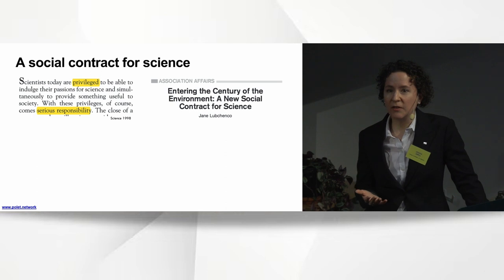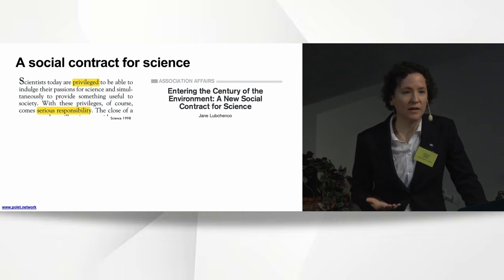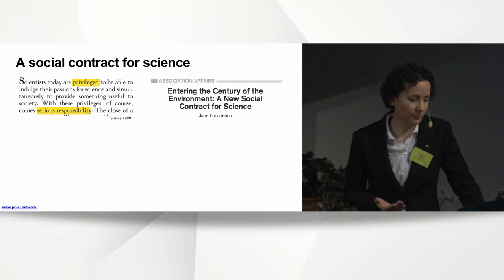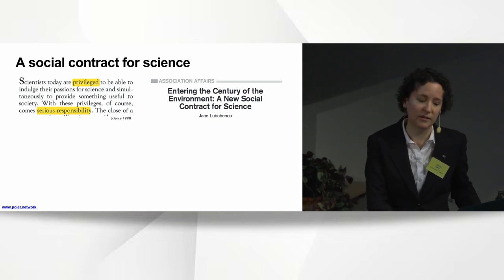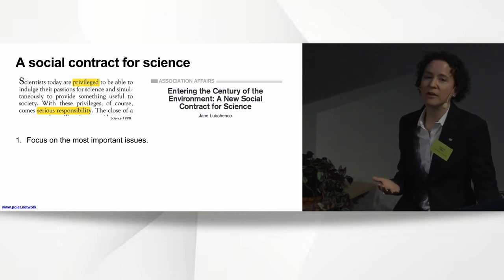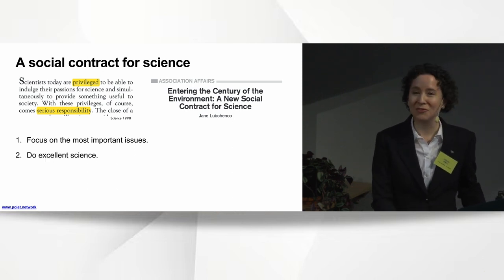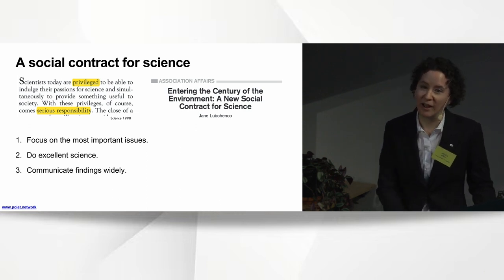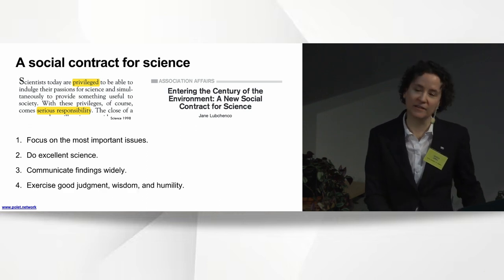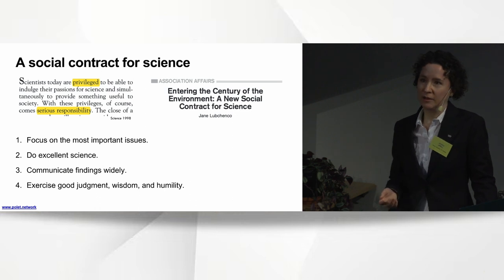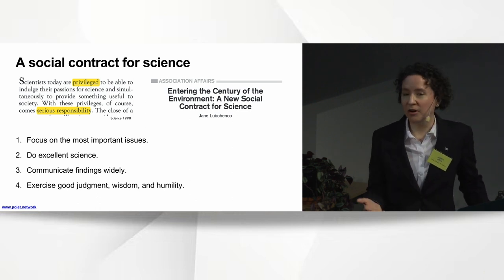And I think these responsibilities were codified really nicely in this paper in Science from about 25 years ago. And these responsibilities for scientists are fourfold. One is focus on the most important issues. Two is do excellent science. Three is communicate our findings widely. And four is exercise good judgment, wisdom, and humility. And these are very nice words.